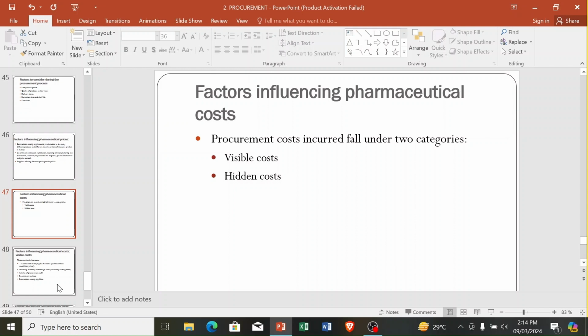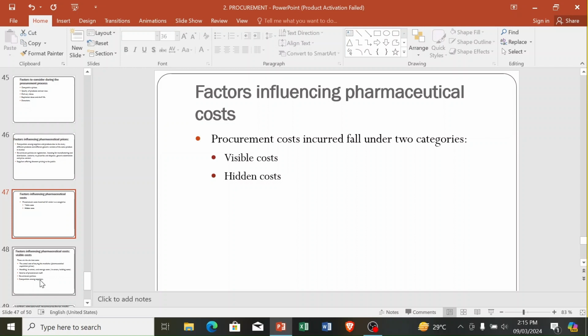And then those who are under procurement or insurance, you find that they are also managed differently, and then they are charged differently, maybe based on the private sector. Okay, and then procurement costs incurred fall under two categories. The costs that we always incur fall into two categories, and these costs also affect how we sell our products. So we have what we call visible costs, and then we have what we call hidden costs.